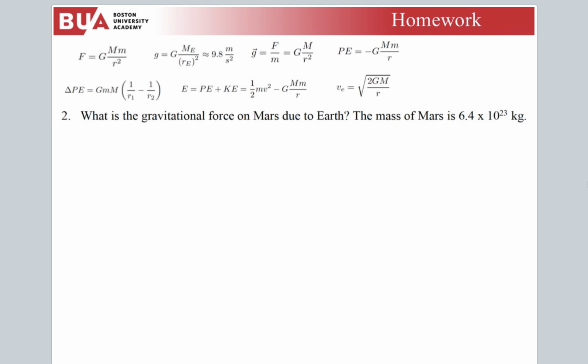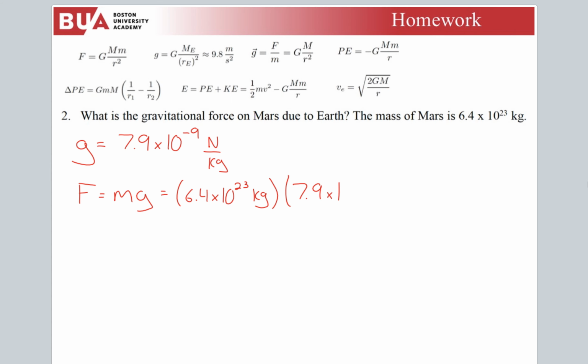Number two, what is the gravitational force on Mars due to Earth? Well, this is why gravitational fields are great. We just found that at that point, g has a value of 7.9 times 10 to the minus 9 newtons per kilogram. How do I calculate the force of gravity on Mars? Well, same way we've always done it. F equals mg, except we have a different g now. 6.4 times 10 to the 23 kilograms times 7.9 times 10 to the minus 9 newtons per kilogram. And we get about 5.1 times 10 to the 15 newtons.